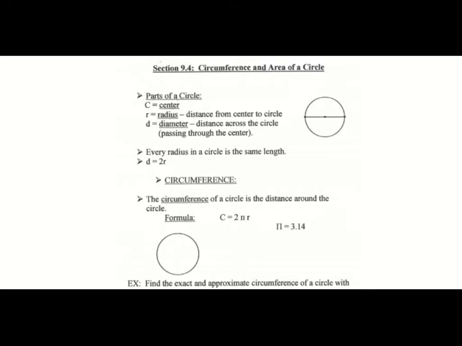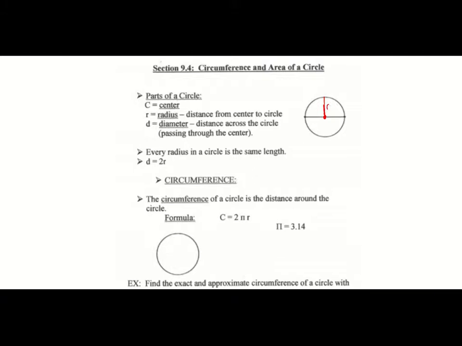In section 9.4, we're going to talk about the circumference and the area of a circle. So the first things we need to review are the parts of a circle. First thing we have is the center, which is the point right in the middle of our circle. The radius is the distance from the center of our circle to the outside of our circle. So this right here is our radius, our R.